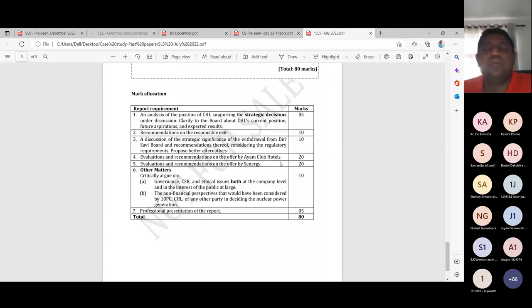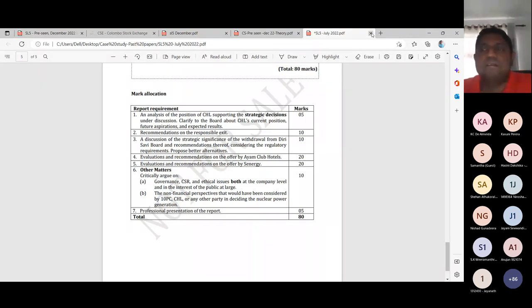Here, you can use the SAF model and do these evaluations. Then other issues you have to look at are governance, CSR. The BSC is also tested a little bit, non-financial perspectives. Then for the professional presentation, 5 marks have been allocated. So you have to carefully look at these requirements and accordingly develop your answer.